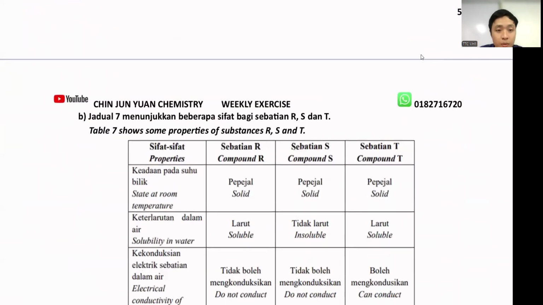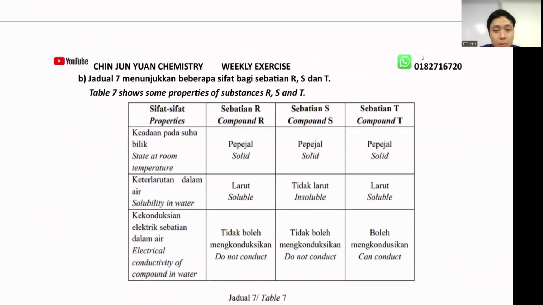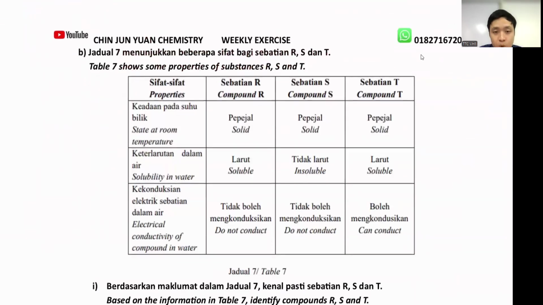Next, table 7 shows some properties of substances R, S and T. So you look carefully, all of these are solid at room temperature. But when we talk about the solubility in water, R is soluble, S is insoluble, T is soluble. Then, which one can conduct electricity in water? R cannot. S cannot. T can.